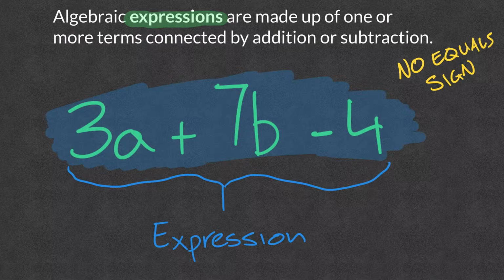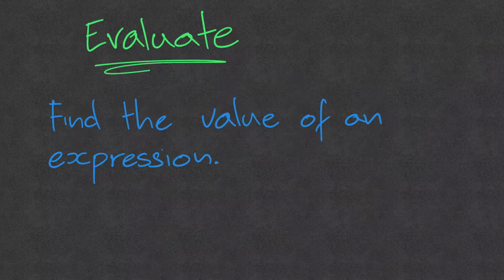Now, when we have a bunch of terms connected by addition or subtraction, we call that an expression. Now you'll notice this looks like an equation, yes, but it does not have an equal sign after or before it. So it is an expression. Now an expression is those terms that we just spoke about when they are connected by addition or subtraction. Pretty straightforward. Now let's get into substitution.